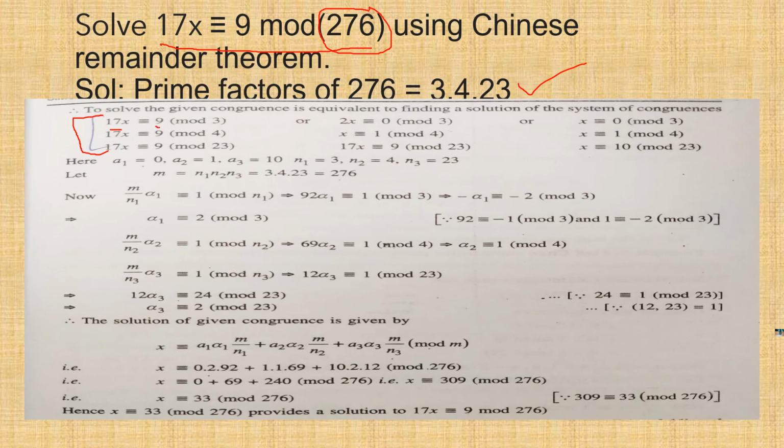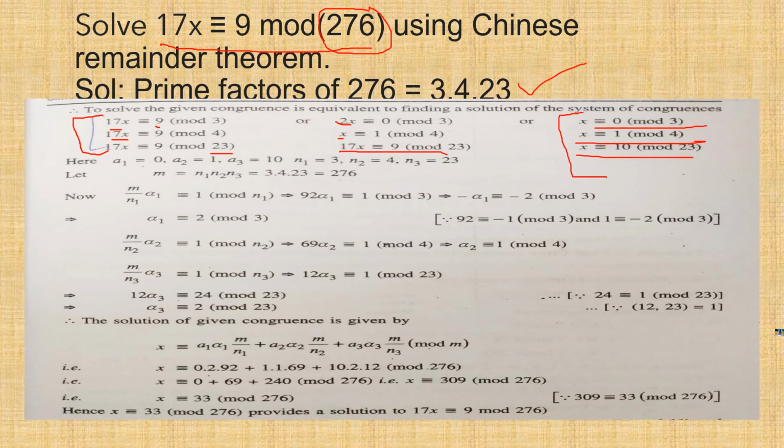When we reduce 17, we get 2x. Again, dividing by 3, we get minus 1, and multiplying both sides by minus 1, we get the first one. Again, dividing by 4, we get 1. This is the second one. And the third one is modulo 23. Dividing by 23 is not possible, so we have to add 23 inside and simplify this, and we will get this one. So we have three congruences from here.